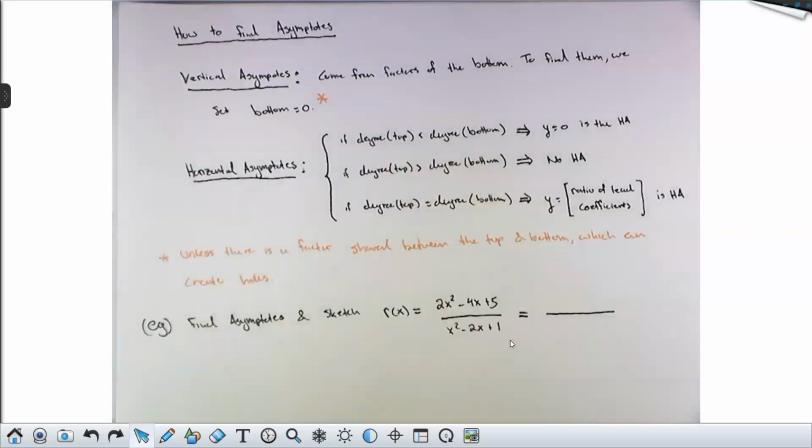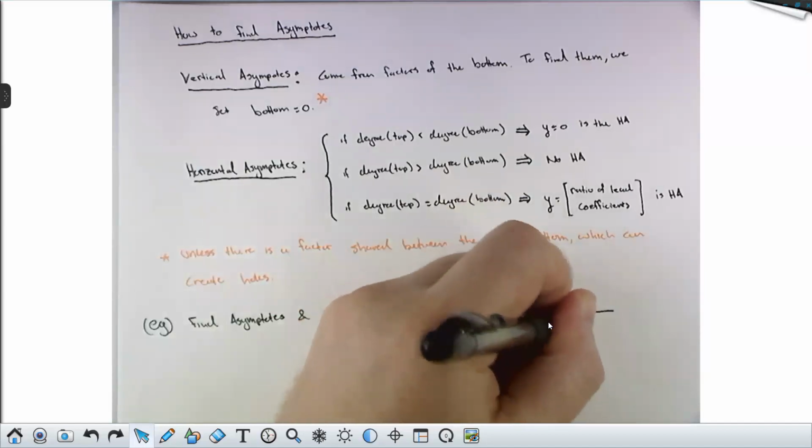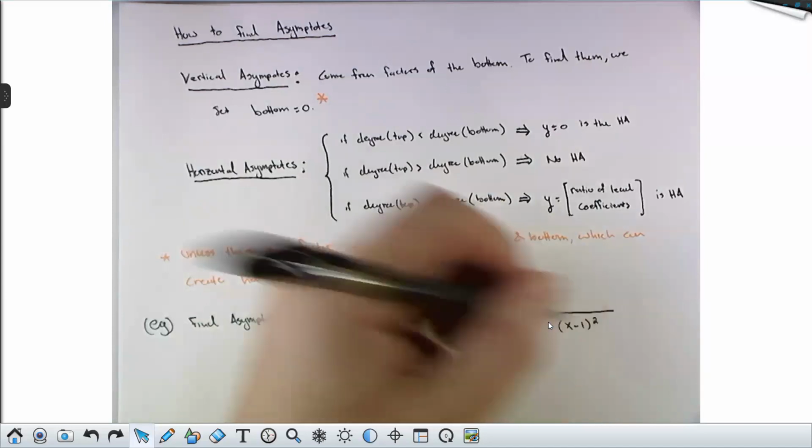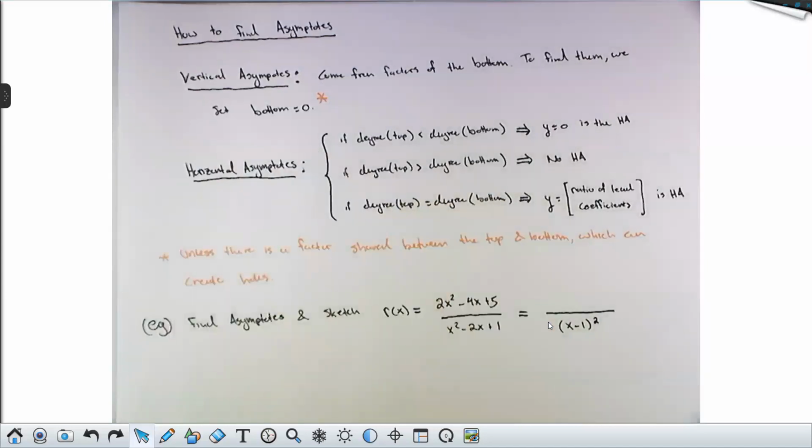So how does that bottom factor? We need two numbers whose product is positive 1. It's x minus 1. Yeah, very good. x minus 1 times x minus 1, which is x minus 1 all squared. While we're here, let's try to factor the top. Remember, we need to watch out for a shared factor between the top and bottom. If this had a factor of x minus 1, then maybe something weird would happen here. Does this factor?